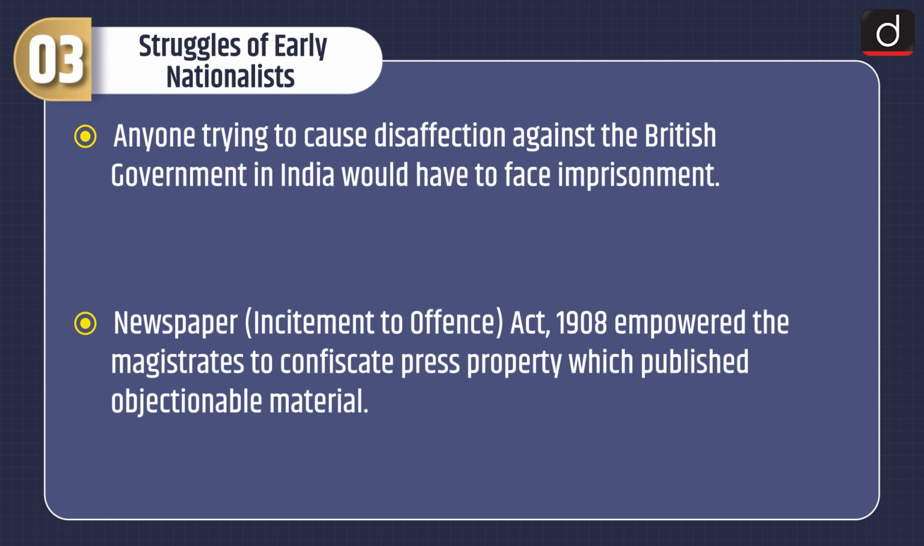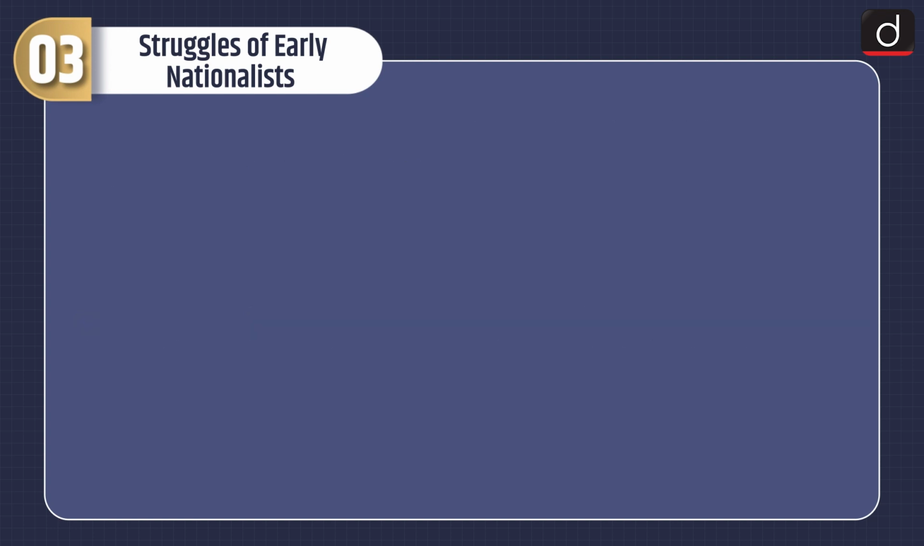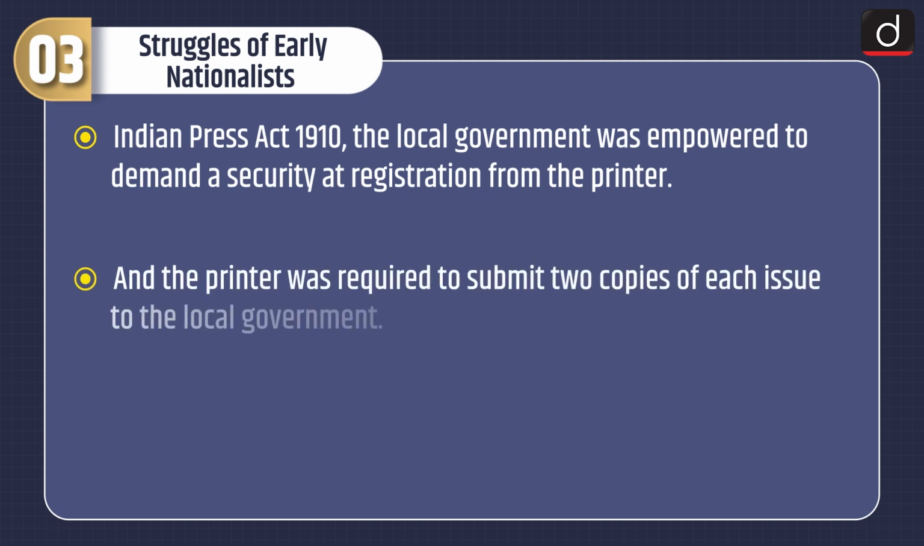Newspapers' Incitement to Offence Act 1908 empowered the magistrates to confiscate press property which published objectionable material. Under the Indian Press Act 1910, the local government was empowered to demand a security at registration from the printer, and the printer was required to submit 2 copies of each issue to the local government.